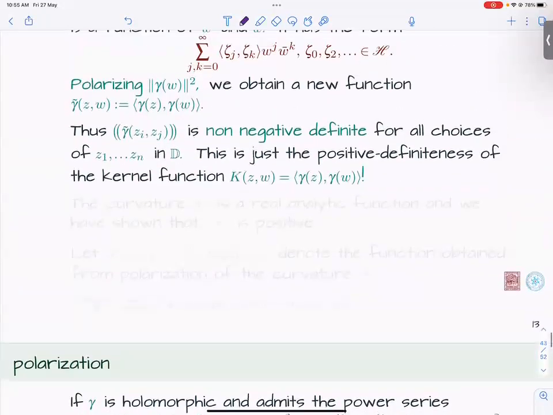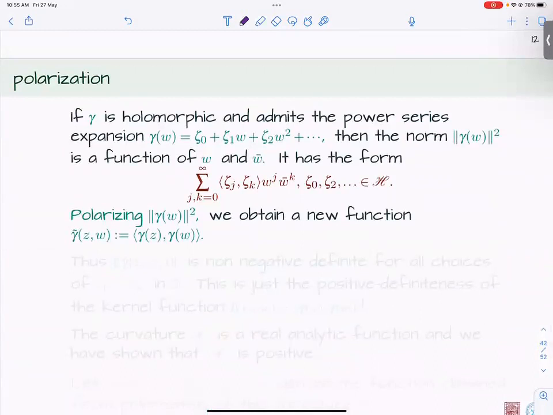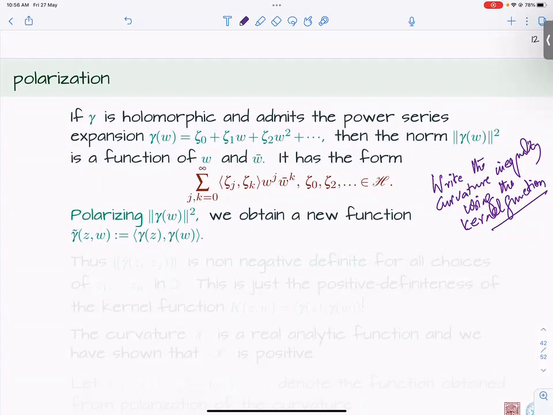The thing that remains to do is actually to connect what I have been calling gamma omega and the curvature inequality, to write the curvature inequality using the kernel function. And that will bring some new phenomenon, which is interesting in its own right. But my main goal today was to convey to you that when you do the orthonormalization, you end up getting what is known as the curvature. That I hope I have been able to convey.